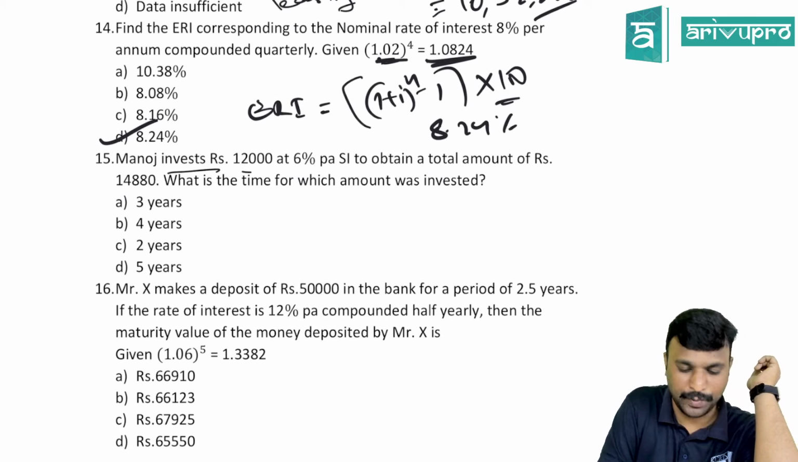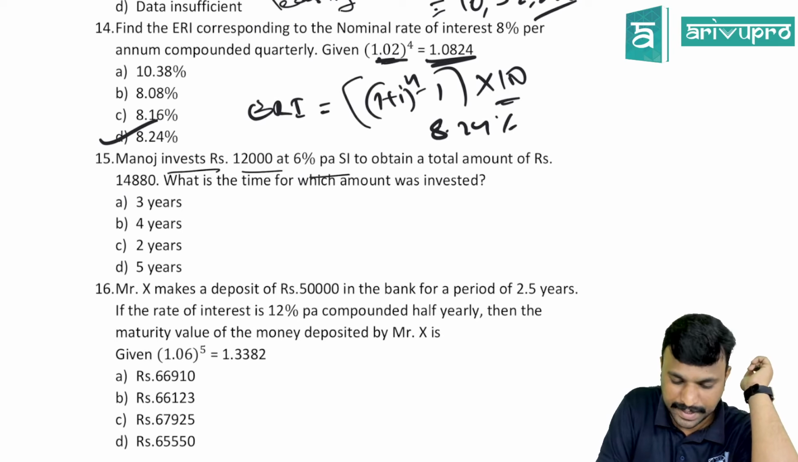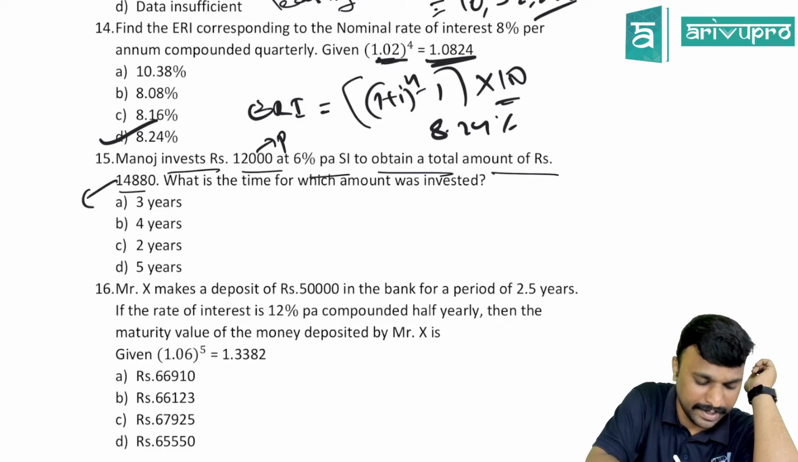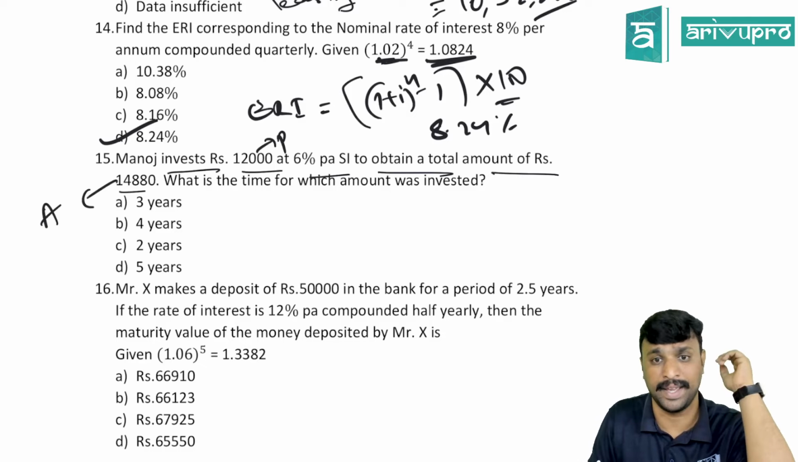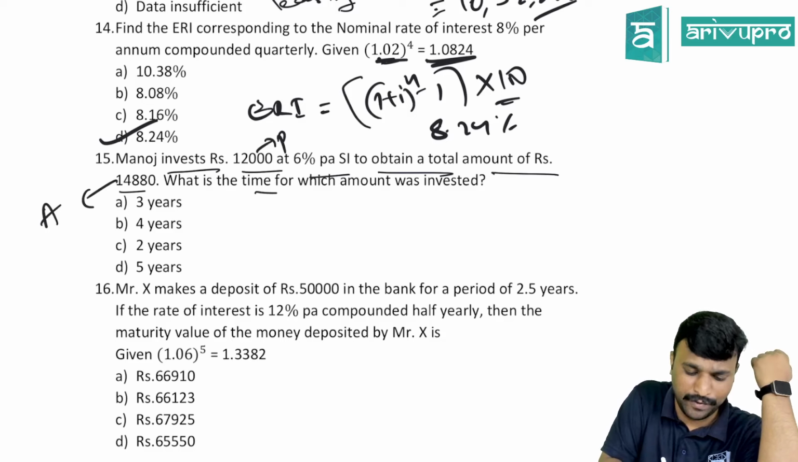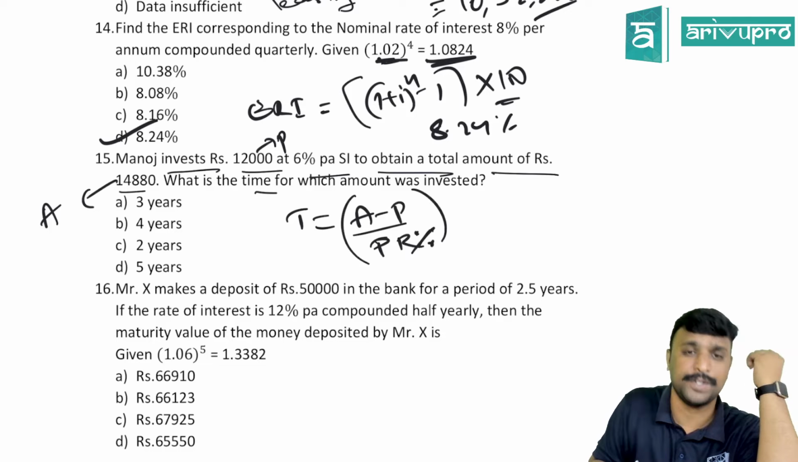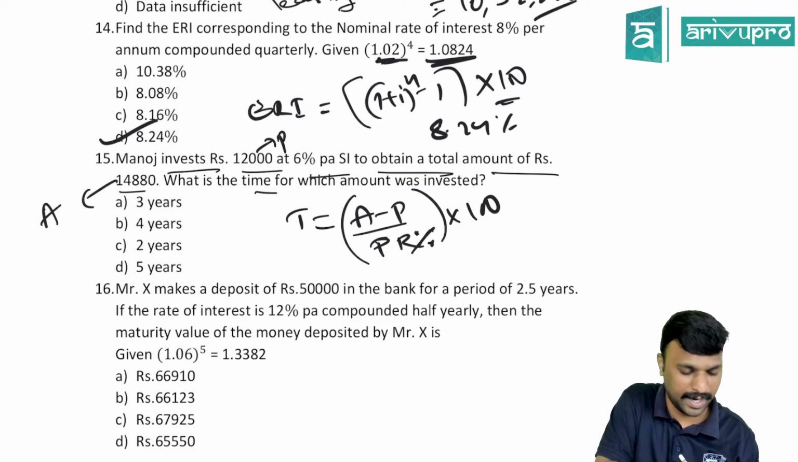Manoj invests rupees 12,000 at 6% per annum SI to obtain the total amount. Guys, principal is given, amount is given, and it is as per SI. Definitely it is type 3. I gave you a shortcut for this. You need to find the time. What is it, guys? (A minus P) divided by (P into R). You can press a percentage after R, or you can do into 100 also.